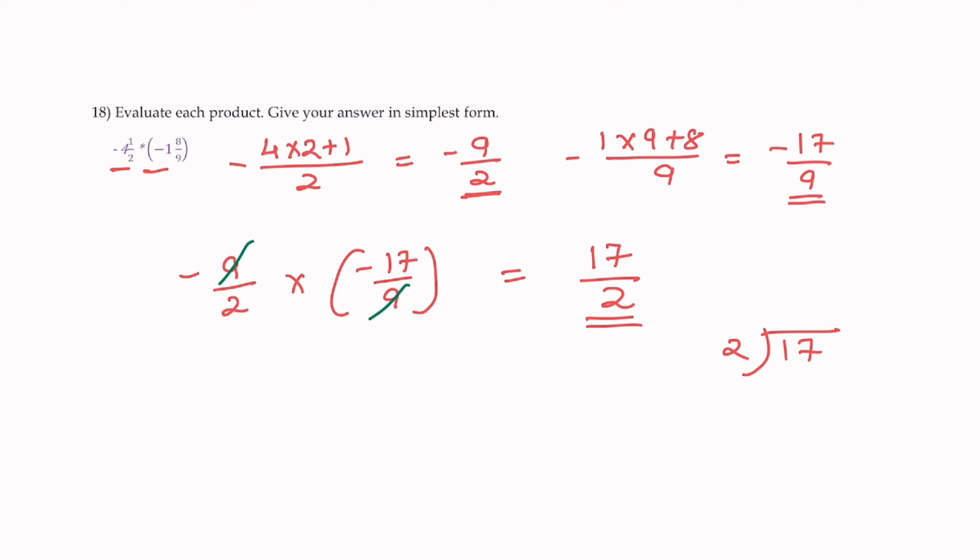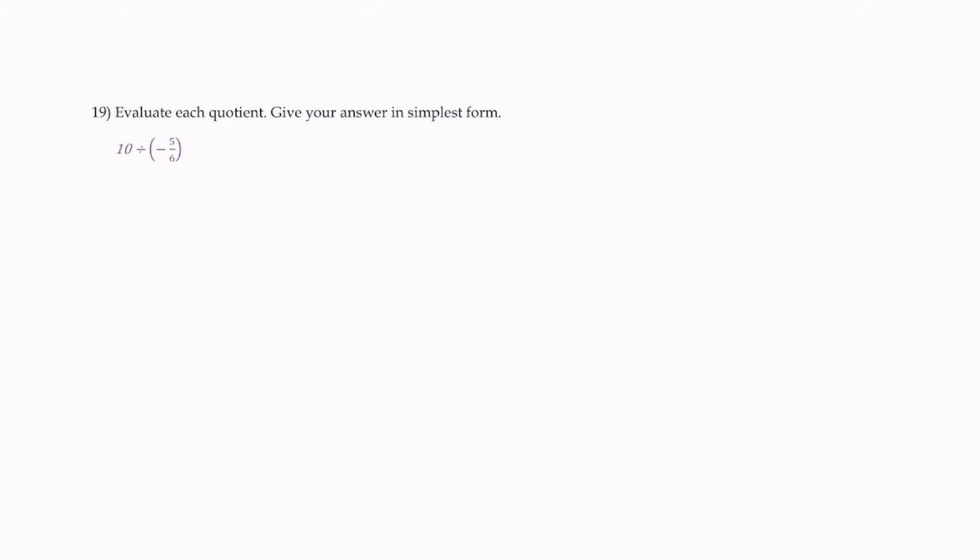2 times 8 gives us 16, remainder 1. So we write the quotient here, 8, and the remainder over our divisor with a positive sign. We have to find the quotient. Evaluate each quotient over here. And when you have division, remember it just works like multiplication, but with one little change. The second fraction is inversed.